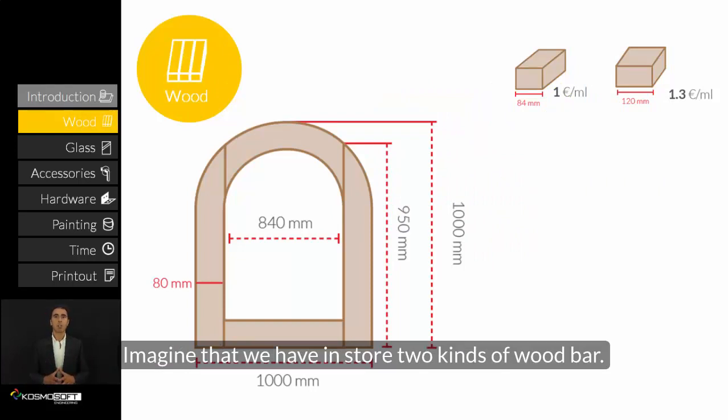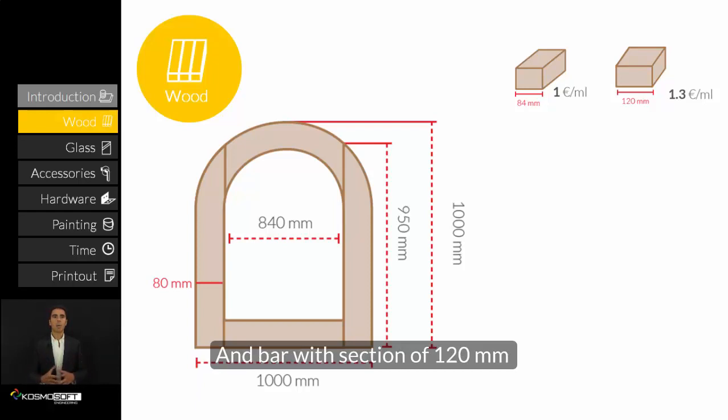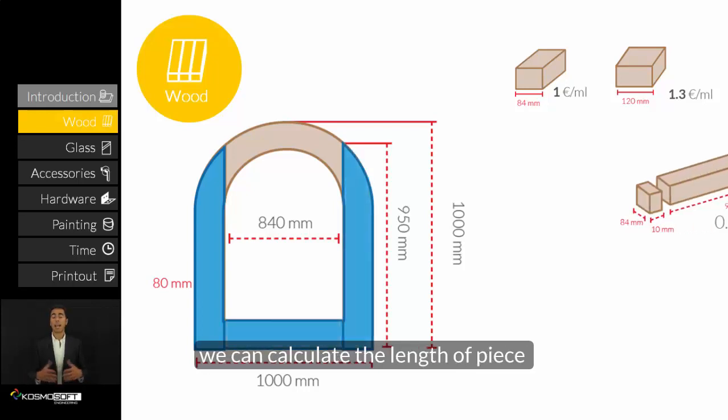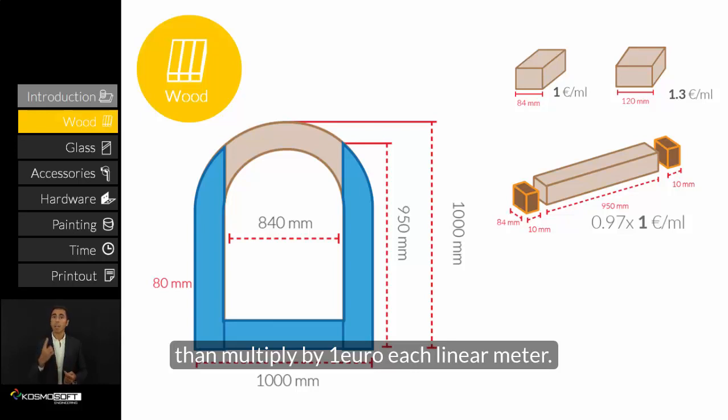Imagine that we have in store two kinds of wood bar. A bar with section 84mm that costs €1 each linear meter, and a bar with a section of 120mm that costs €1.3 each linear meter. Now, if we take a linear piece, we can calculate the length of the piece, plus overmaterial of course, and use a bar of 84mm, then multiply by €1 each linear meter.